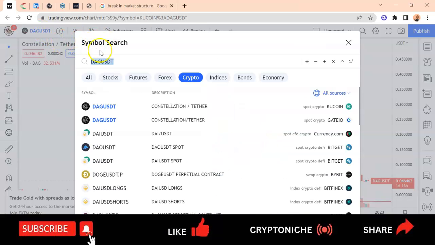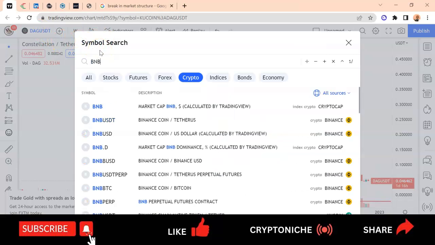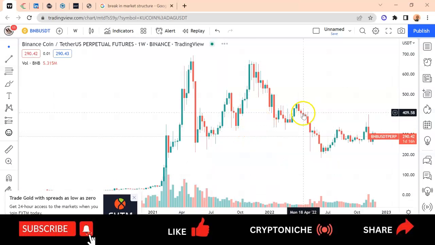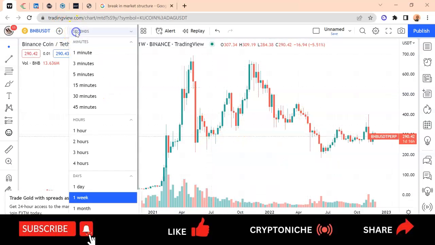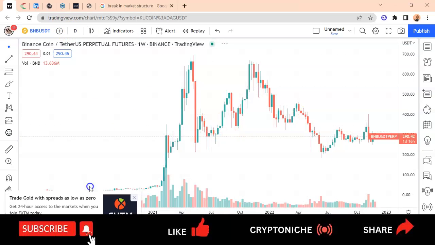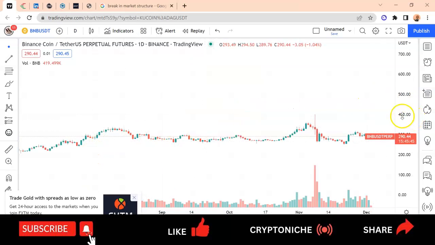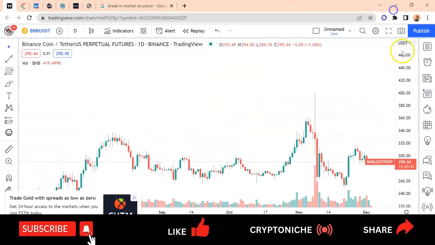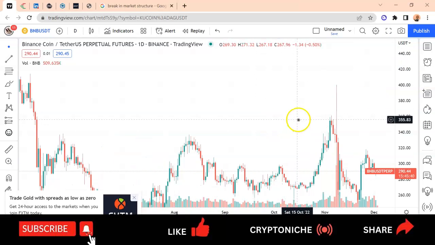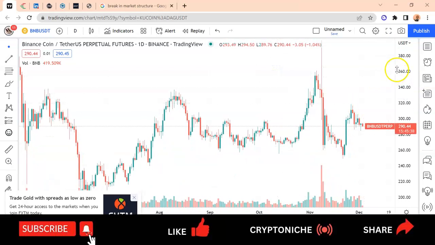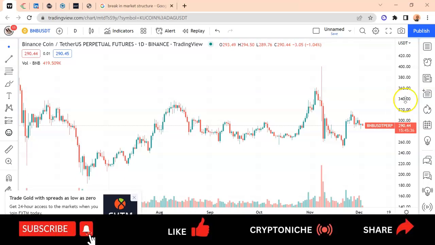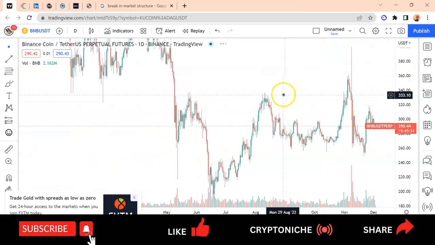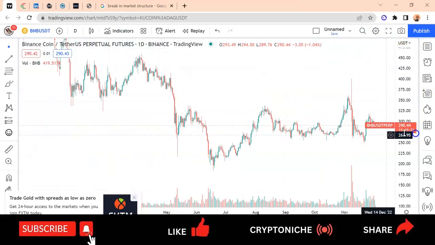Let me load BNB charts and use that as an example. Although we are going to be having several examples, I need to explain the concept of lower low and all of these things to you, because that is the best way to start.